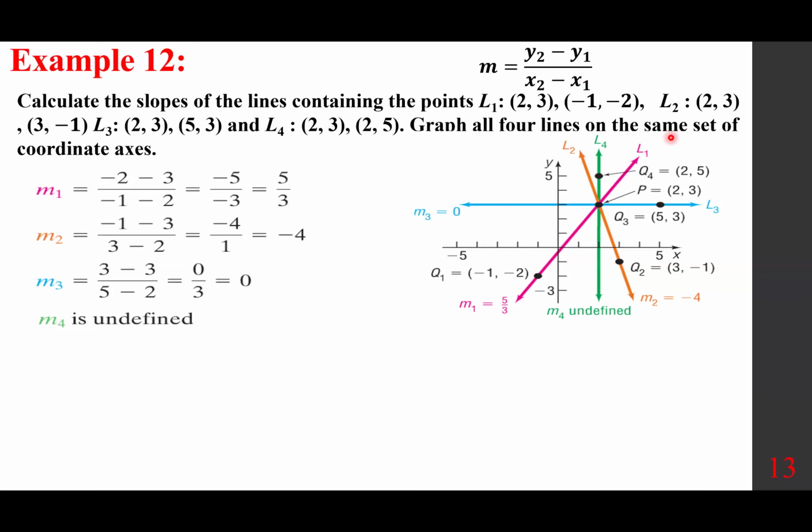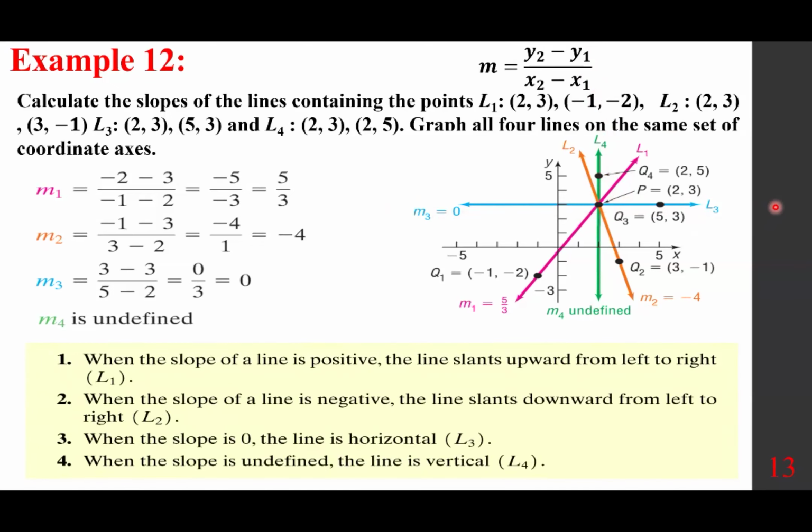Positive slope, negative slope, slope that is undefined, slope that is zero. For a vertical line, undefined, for a horizontal line, zero. When the slope of a line is positive, the line slants upward from left to right. In other words, I will write that in a moment. When the slope of a line is negative, the line slants downward from left to right, L sub 2. When the slope is zero, the line is horizontal. When the slope is undefined, the line is vertical.